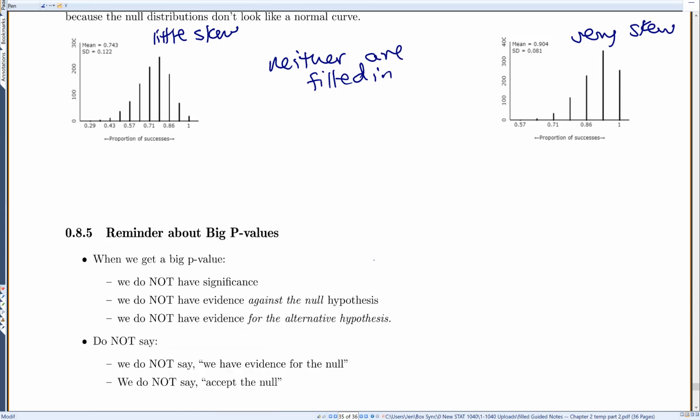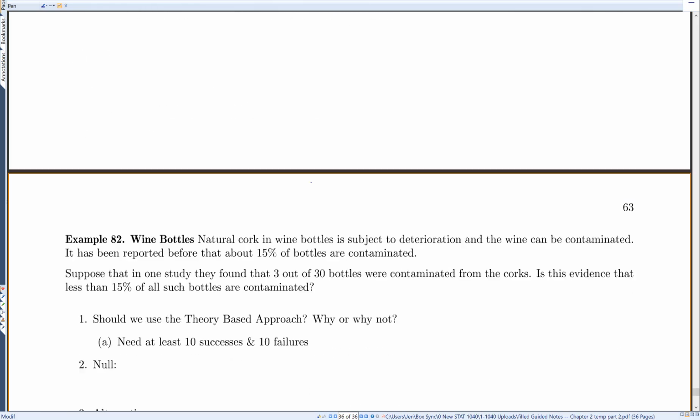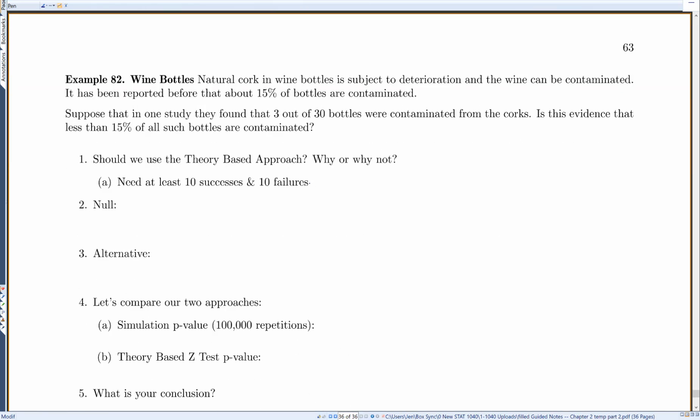Okay. And a reminder about big p-values: if you get a big p-value, that means you do not have statistical significance. We do not have evidence against the null, which means we do not have evidence for the alternative. Now, just a little caveat here, you do not say we have evidence for the null. We are never looking for evidence for the null. We're always looking for evidence against the null. That's always what we're doing. And so we don't say we accept the null. We don't say we've shown that the null is this. We're saying, we didn't find evidence against it. And we will talk more about why that is as we go through this class.